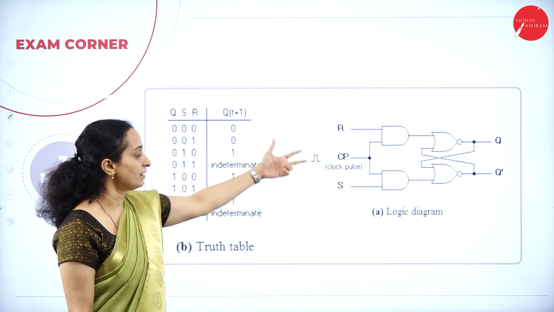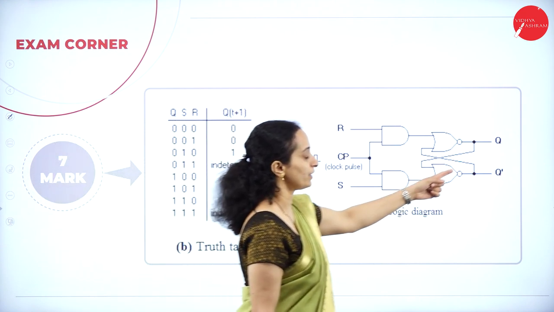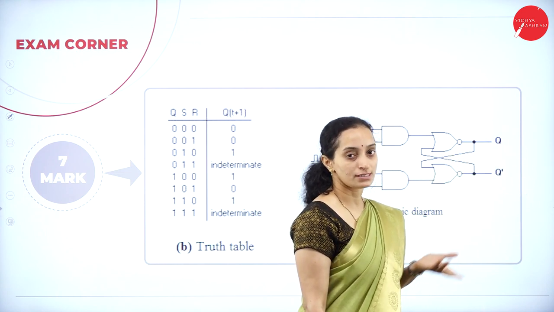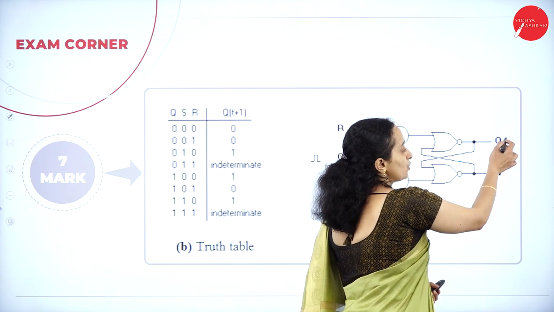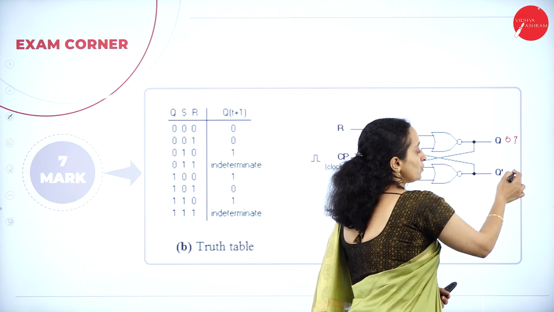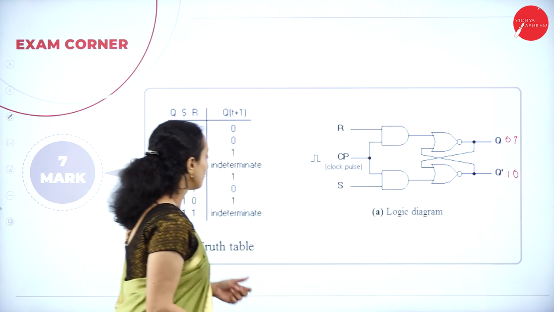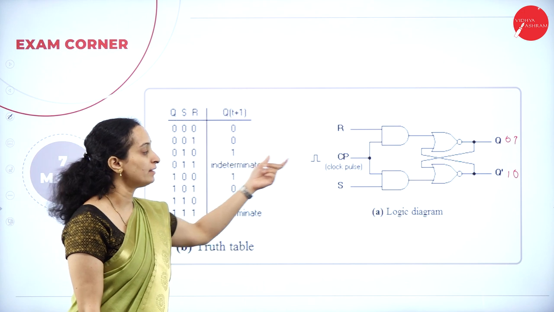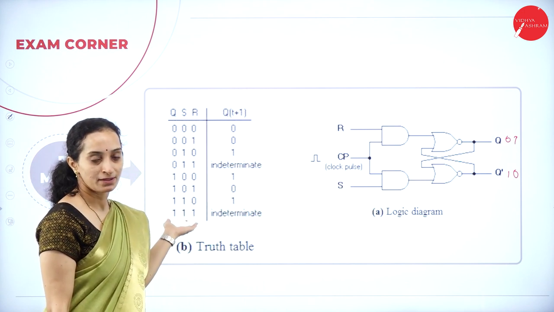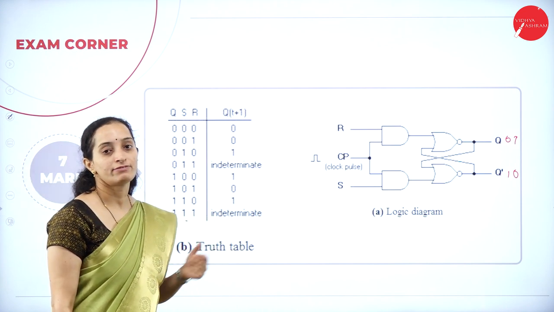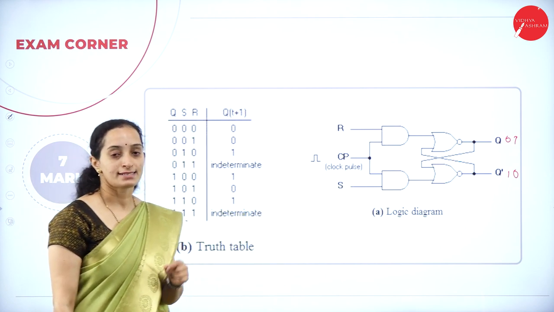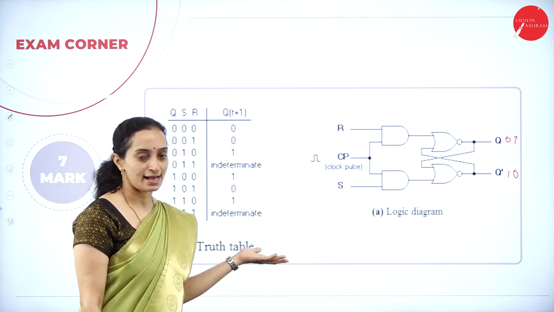When S and R both become 1, Q and Q dash will also become the same, either 0 or 1, which is not possible because whenever Q is 0, Q dash must become 1. Whenever Q is 1, Q dash must become 0. When S and R both become 1, it is an invalid state. In the same way, when you have S and R with 1, 1, it will become an indeterminate state. So this is the SR flip-flop you can write as an answer.